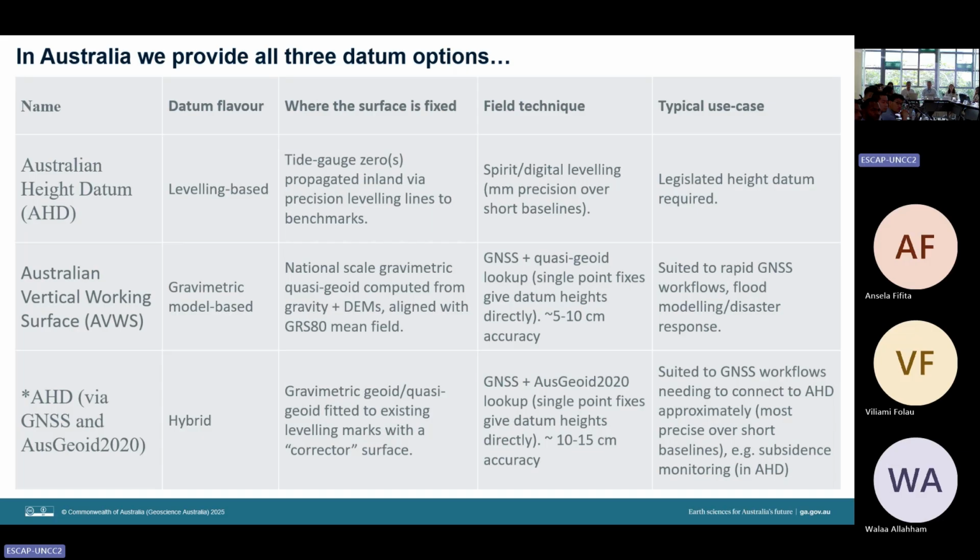And then the third new option, the so-called Australian Vertical Working Surface, is ideally used with GNSS for efficiency. It's uniform on and offshore, and it also provides that scientific rigor where that needs to take priority. Having lots of options is great, but I will note that it comes with overhead.